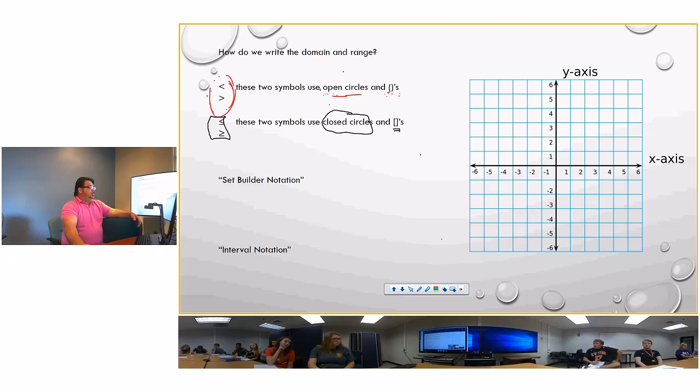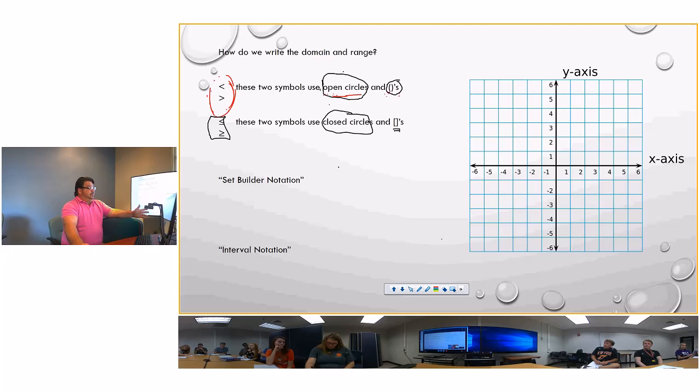Okay, so when you're writing domain and range, you have to remember these symbols and these things that go with those symbols. The open circle goes with these, and the parentheses go with these. Now, this is a review for most of you, and I understand that. Some of you may not have had algebra in a long time, so just bear with me.